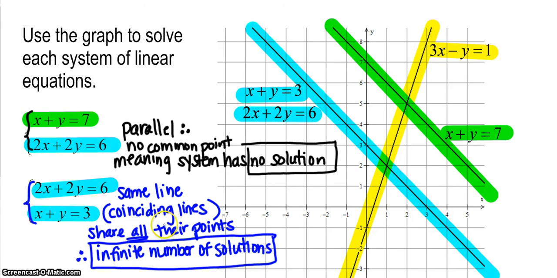I'm going to stop right there, and we will finalize this lesson 3.1 by actually solving a system from beginning to end and creating the graph on our own.